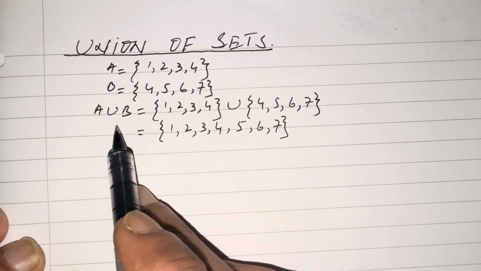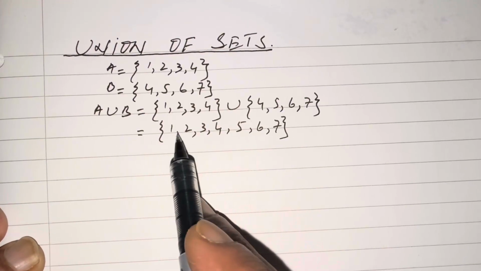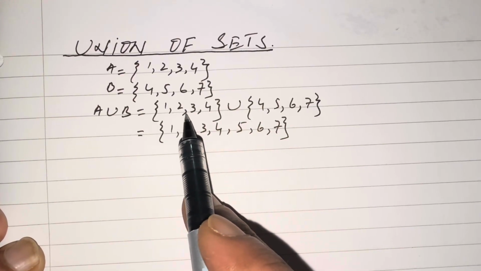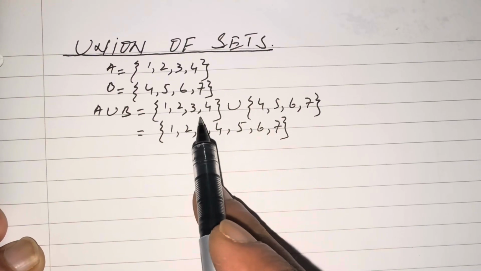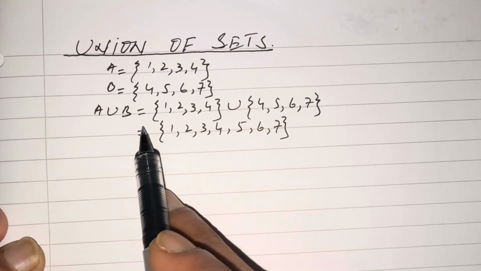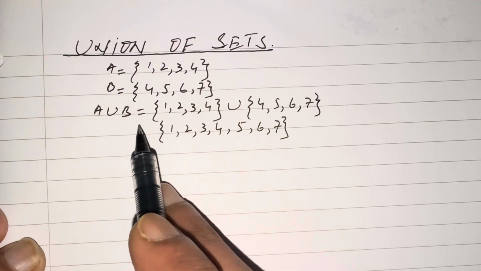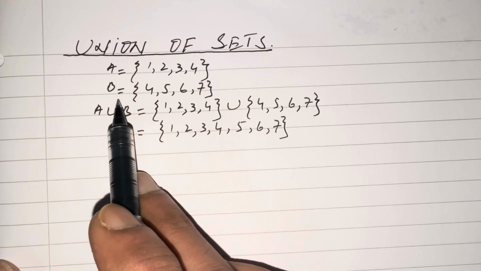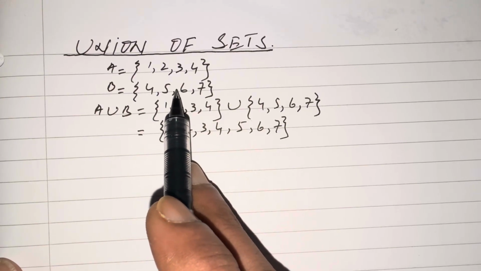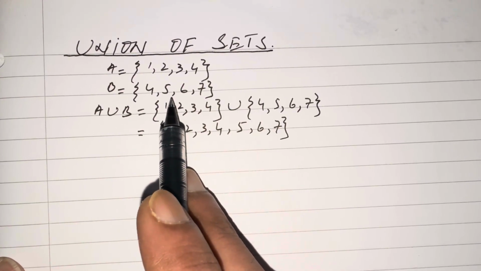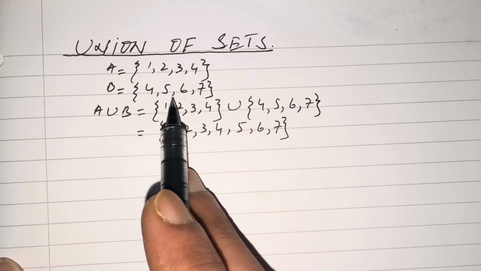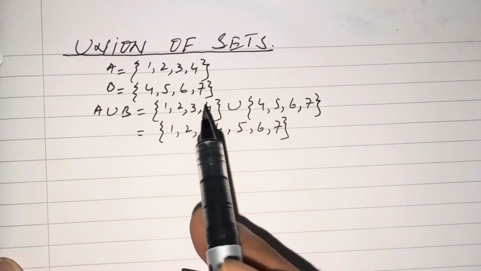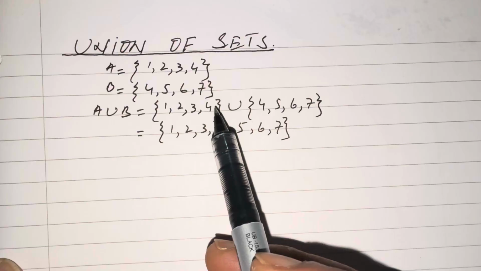So A union B can be written as {1, 2, 3, 4, 5, 6, 7}. It means we have collected all the elements of A and B in one set. That is called A union B, or the union of two sets given as A and B. In words, we say that A union B is the set consisting of all the elements which are either in A or in B, or in both sets.